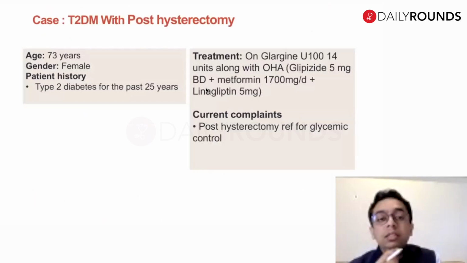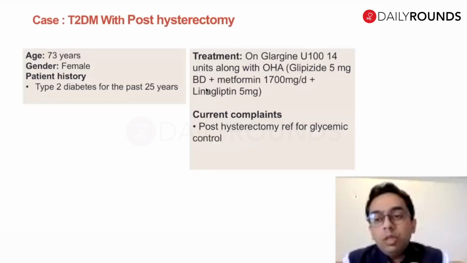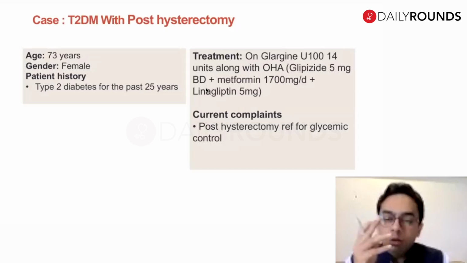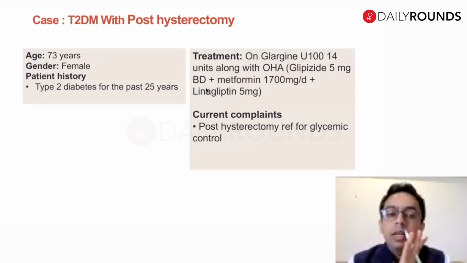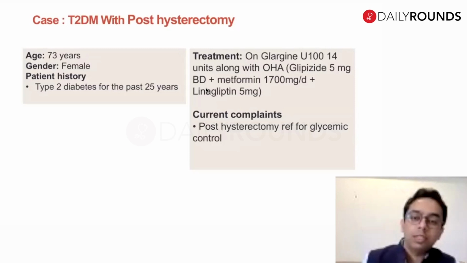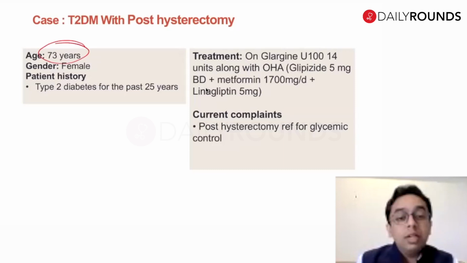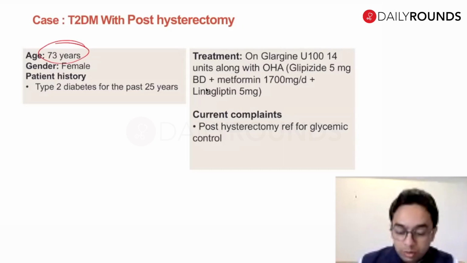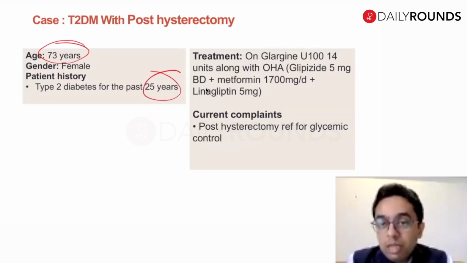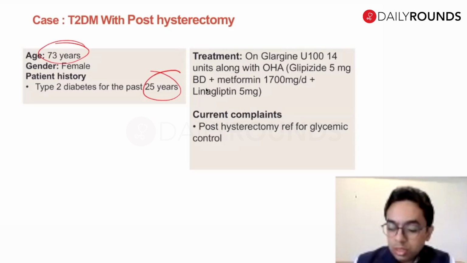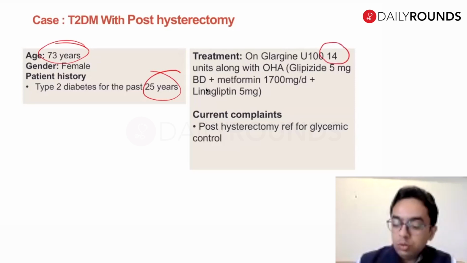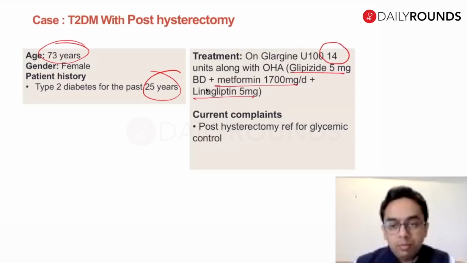Coming to another case, this patient was referred to me post hysterectomy. Usually what happens is that when the surgery and everything is done, you get a call to manage this patient's blood sugar. This is a 73-year-old female with diabetes of 25 years, already on insulin glargine U100 14 units, along with glipizide, metformin 850 BD, and Lipaglyn 5 mg.